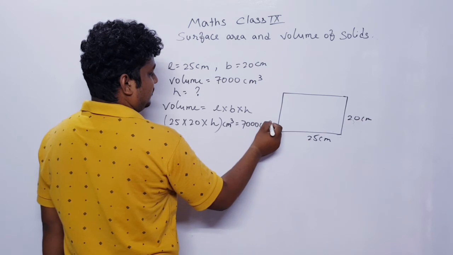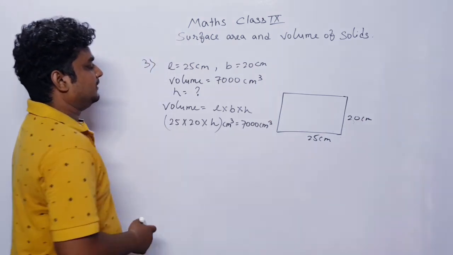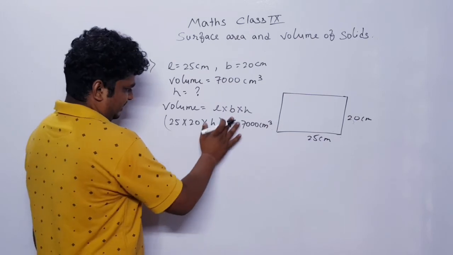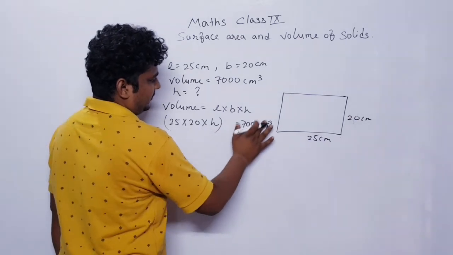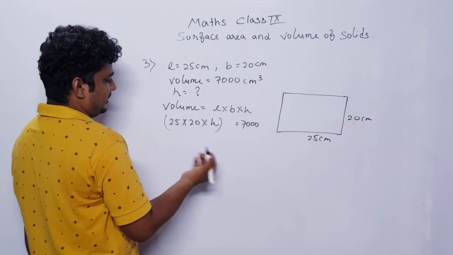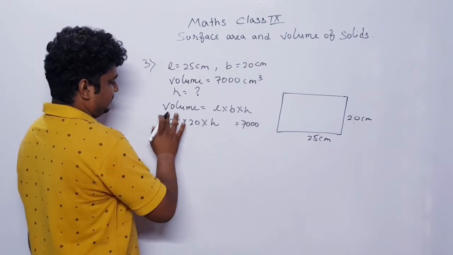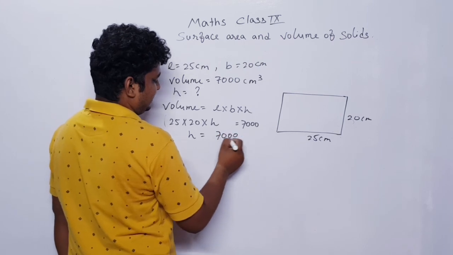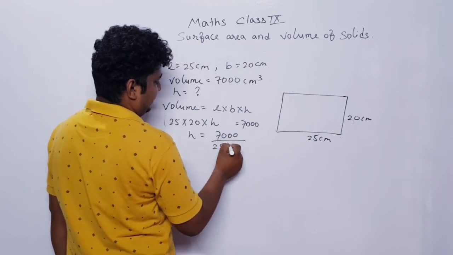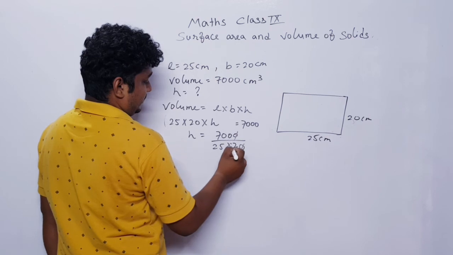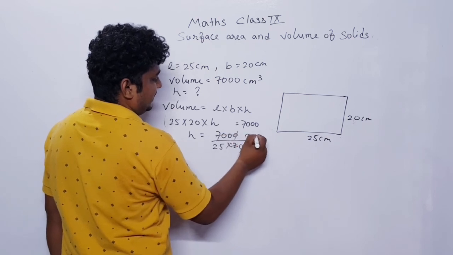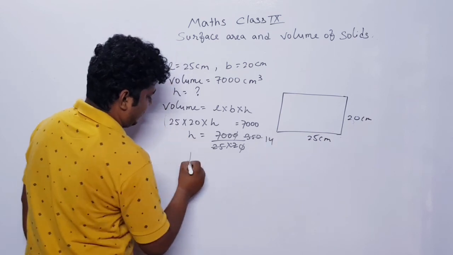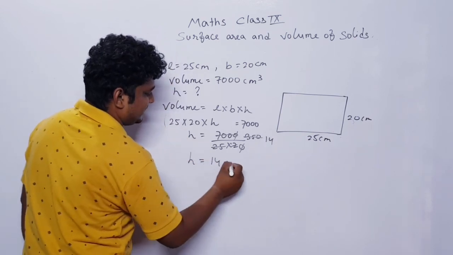We have the values of these things, so removing these units right now; later on we will put the units. Now we need to calculate for h: 7,000 divided by 25 into 20. Dividing by 2 gives 350, and dividing 350 by 25 gives 14. So height equals 14 centimeter.